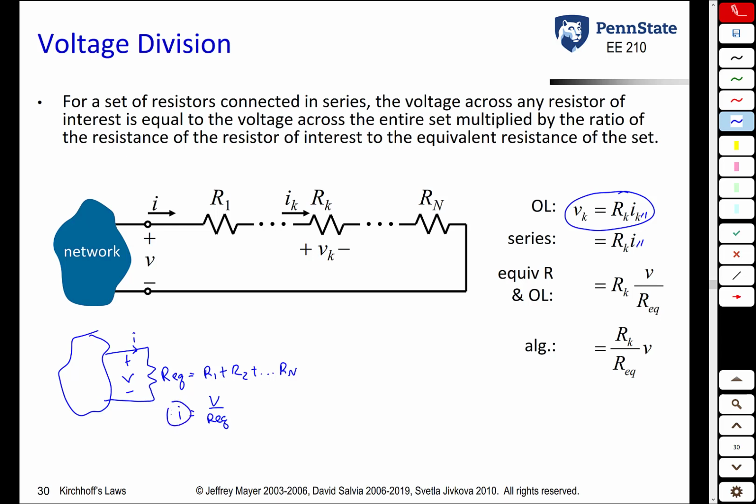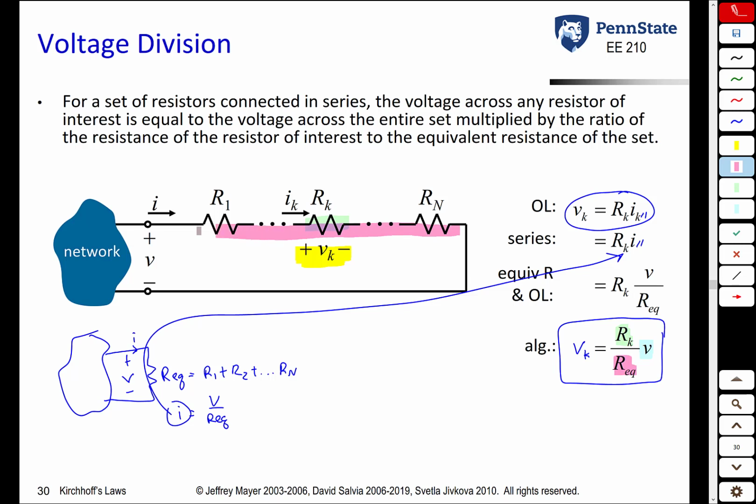We can now take this expression and plug it in here to get that the voltage across R sub k, this voltage V sub k, is just R sub k times the total voltage V divided by R equivalent. And that gives us this final expression. The voltage across the kth resistor is the ratio of its resistance over the total resistance times the applied voltage. So once again, V sub k is R sub k divided by the total resistance times the applied voltage.